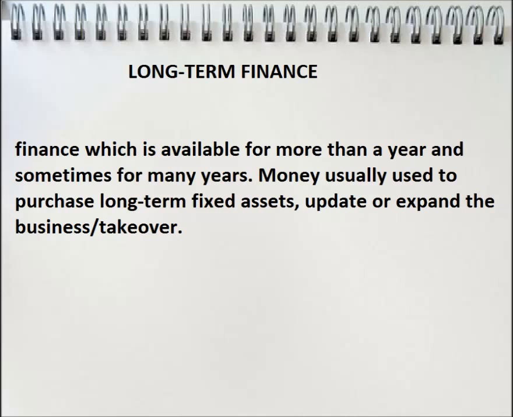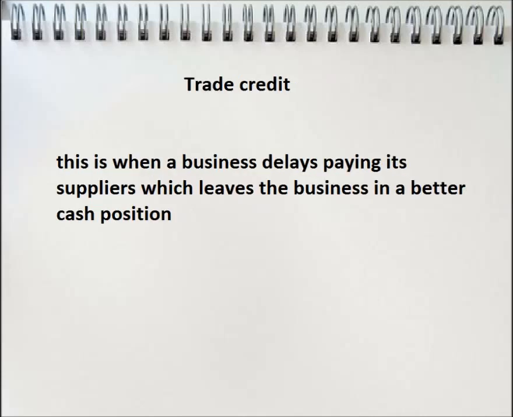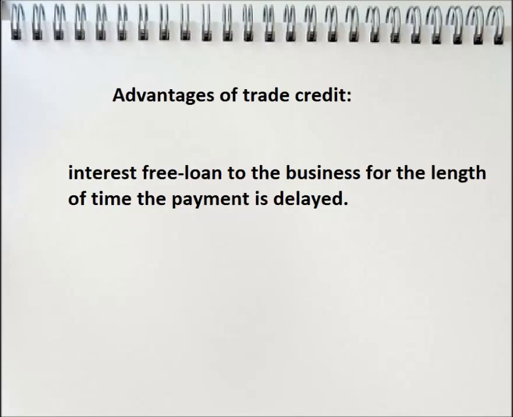Long-term finance is available for more than a year and sometimes for many years. Money usually used to purchase long-term fixed assets, update or expand the business, take over. Main sources are hire purchase, leasing, bank loans, long-term loans or debt finance, debentures, sale, issuing of shares, trade credit. This is when a business delays paying its suppliers, which leaves the business in a better cash position.